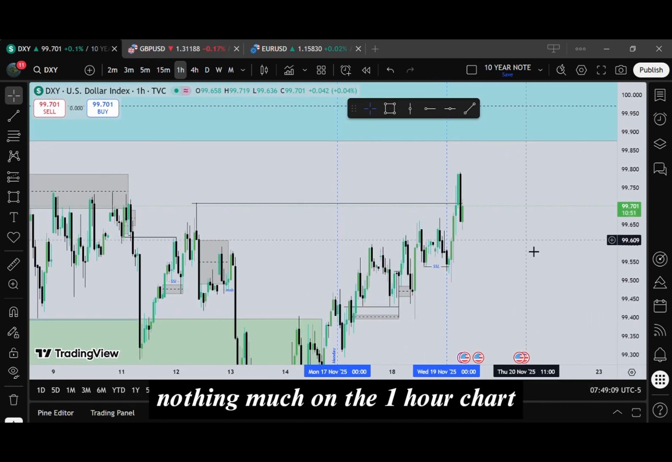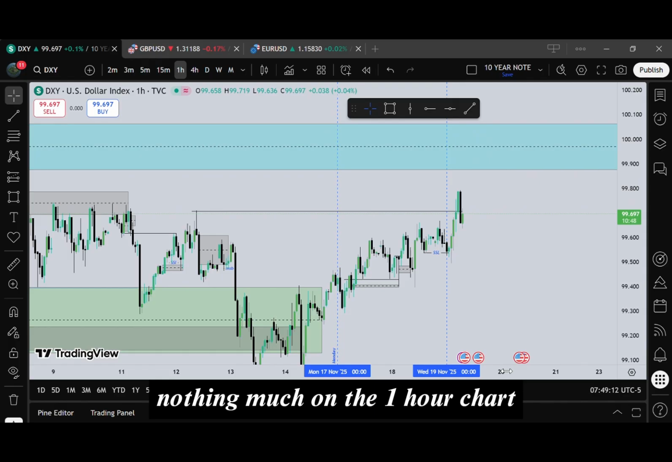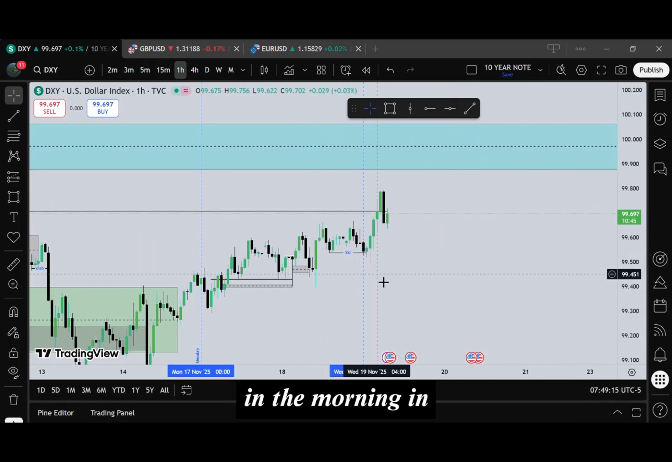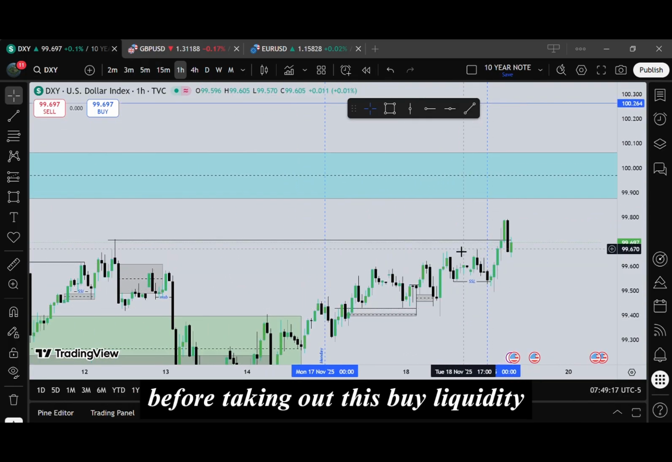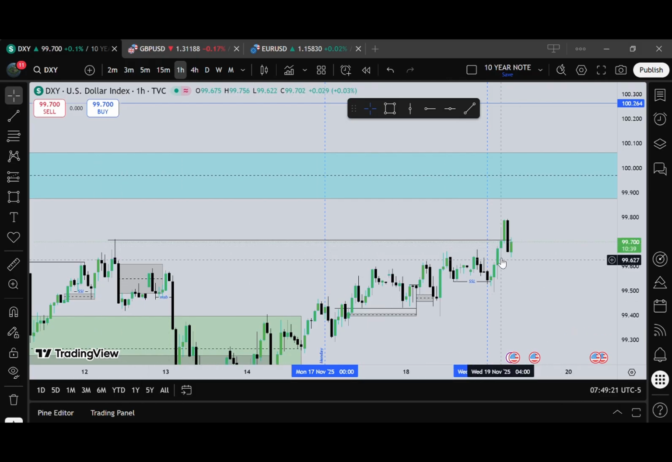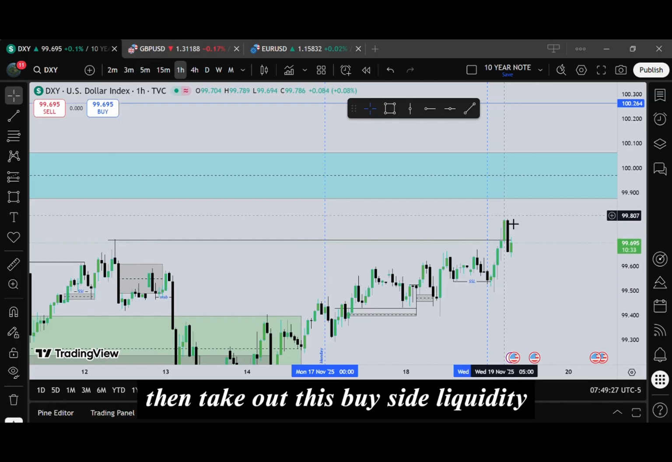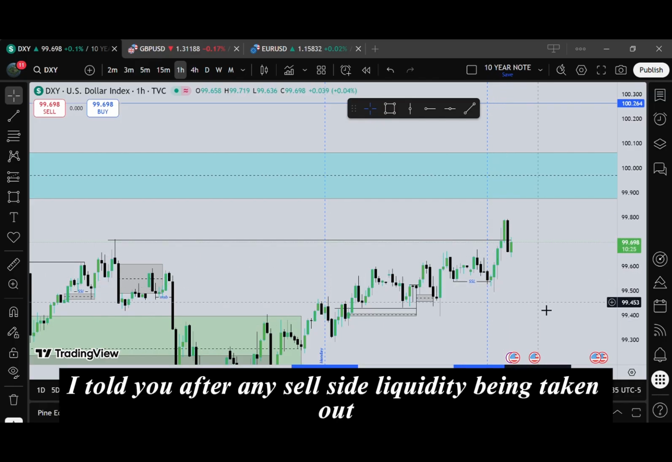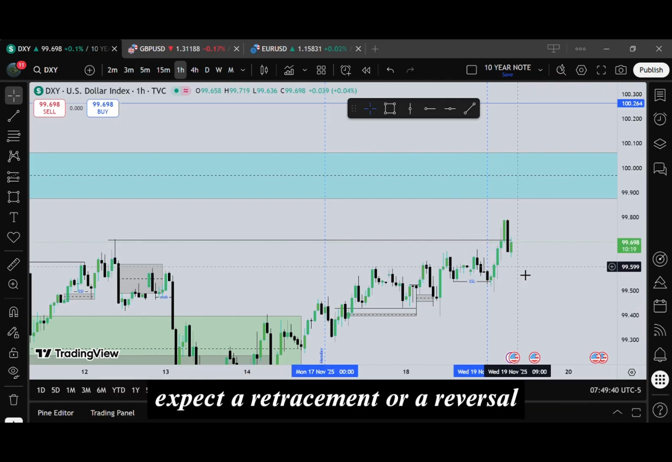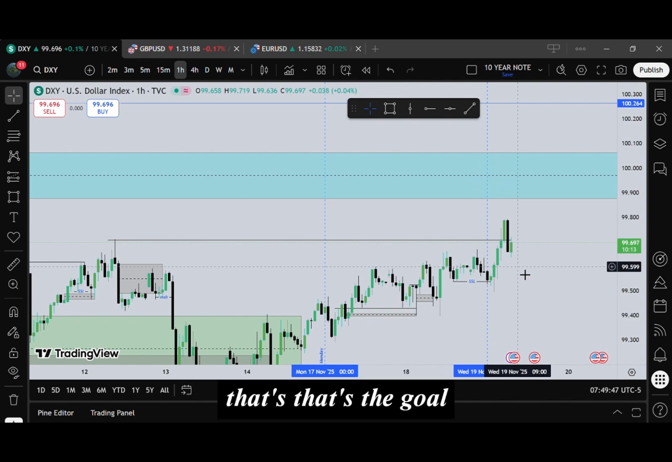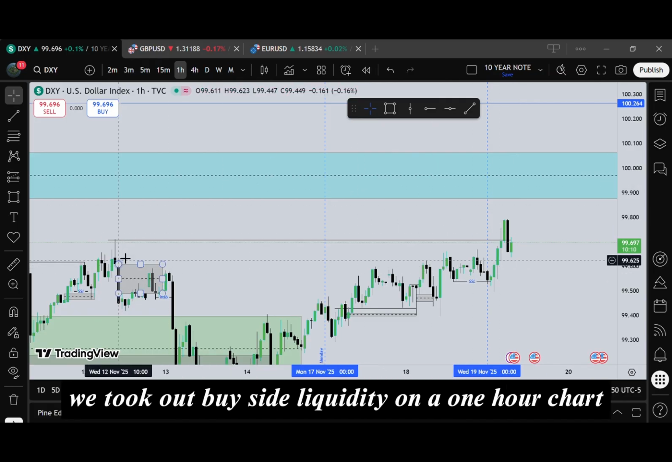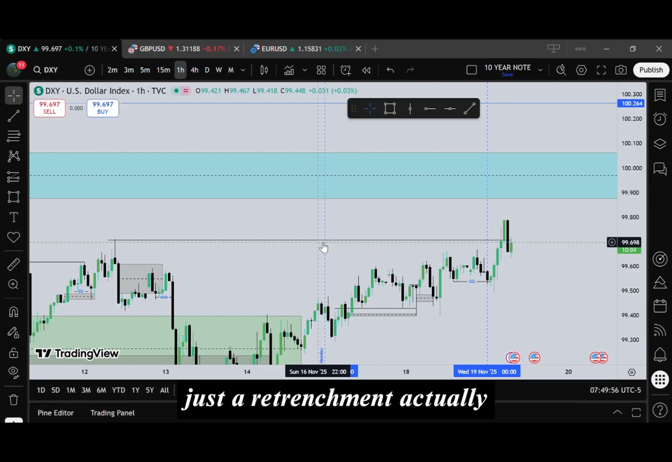What's there? Nothing much. On the 1 hour chart, we have a CSI liquidity being taken out in the morning in the London session. Before taking out this buy side liquidity, we took out CSI liquidity in the morning, then took out the buy side liquidity. I told you, after any CSI liquidity is taken out, expect a retracement or a reversal, depending on the bias of the market on the higher time frame. We have taken out buy side liquidity on a 1 hour chart. I don't expect much movement, just a retracement actually.